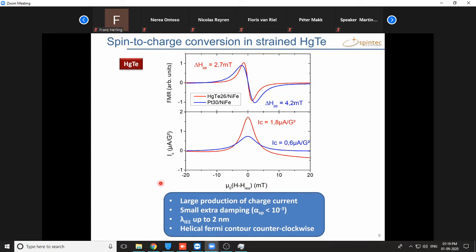So the Edelstein length that we then estimate in this system is up to 2 nanometers. So in silver bismuth, it was around 0.3 nanometer. And also what we confirm through the sign is that we have a helical, the helicity of the Fermi contour, and that is here counterclockwise.